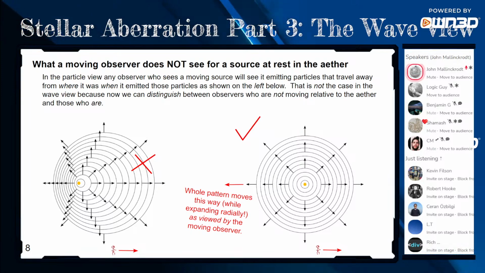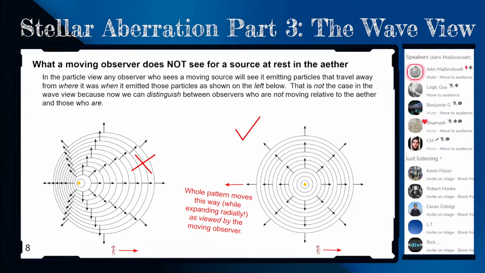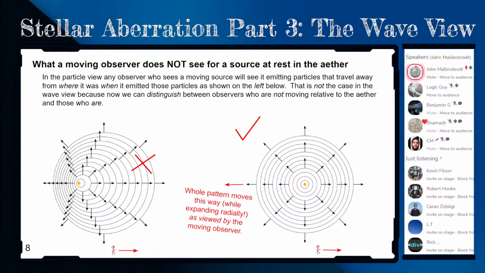You're just going to see a bunch of concentric circles moving outward and being replaced by new ones as they move outward, with the whole pattern moving to the left. Right, so the entire pattern moves to the left as it expands radially, remaining concentric circles. That's what you would see. Now, notice in this picture, I've put a little arrow on the observer down there, kind of indicating that he's moving.